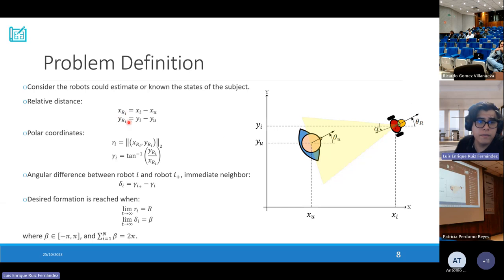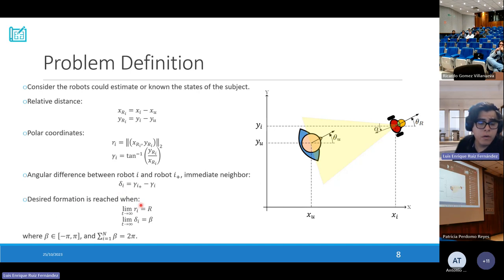Then we have these relative distances or displacements. In Cartesian coordinates, it is the difference between the position of the robot and the user. Having these coordinates, we can transform them to polar coordinates. It's not complicated to do this transformation, it's very common. So now we have a relative distance, r, the magnitude or radius from the user, and a relative angle. We desire a formation where the robot keeps a desired distance R around the subject, and for the relative angle, a displacement or difference between the agents. We define with the immediate neighbor this angular difference, called delta i.